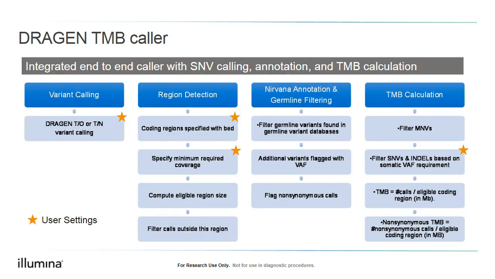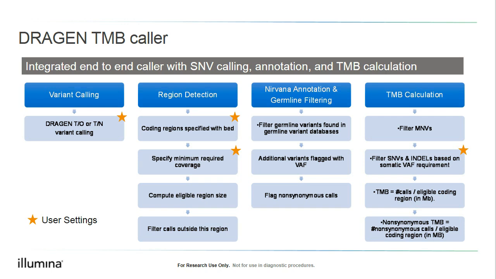Here is the workflow that does the TMB calculation. What we have shown in stars over here are the parameters that the user can adjust. But here are the high-level steps that we go through for running the TMB caller. You start off by doing standard variant calling. And again, the samples could be a tumor only or a tumor normal. And what you get out of that standard pipeline are VCF files for variants coming out of our variant caller.